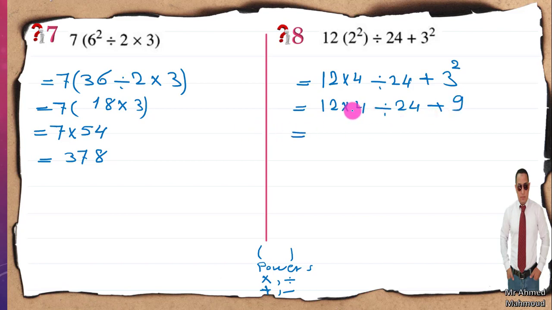Now I have times, divide, plus. I'm going to start with times and divide, but the left one is the times. So I'm going to start with the times. 12 times 4 equals 48 divided by 24 plus 9. Now 48 divided by 24 equals 2 and plus 9. Finally, 2 plus 9 equals 11.